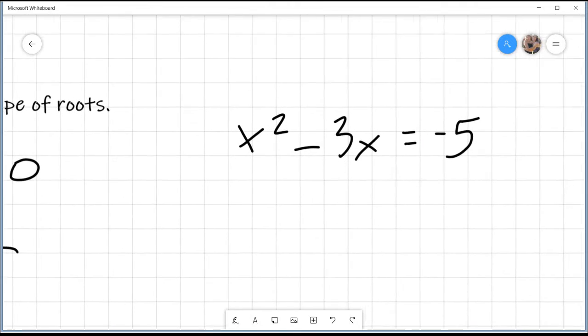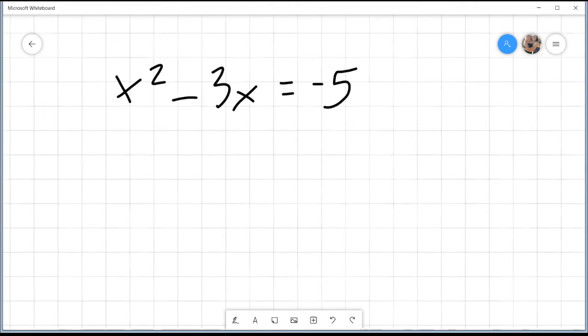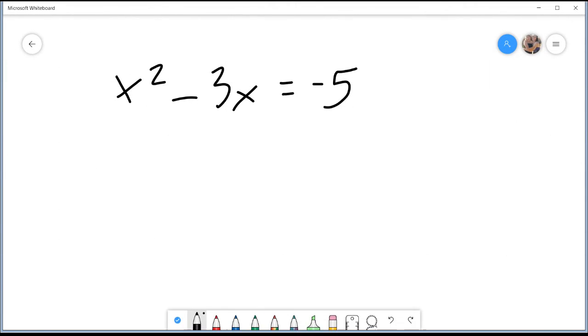Let's try that for this example. This example is a little bit different because when we start, we want to begin by moving this negative 5 over to the other side. Because for an equation to be in standard form, we want it to equal 0. So I'm going to add 5 to both sides.